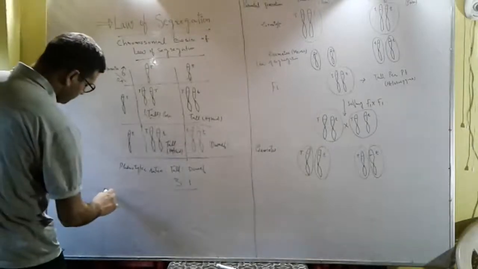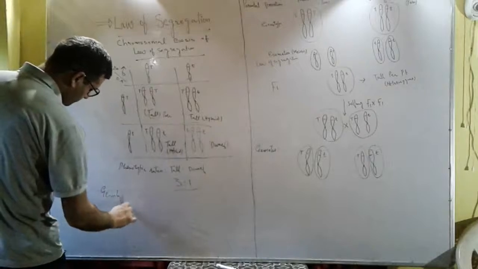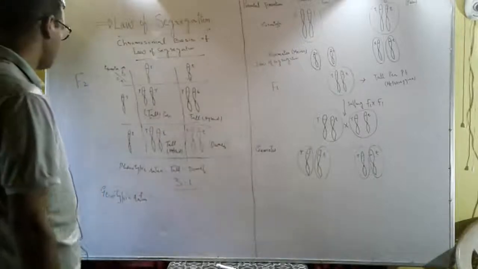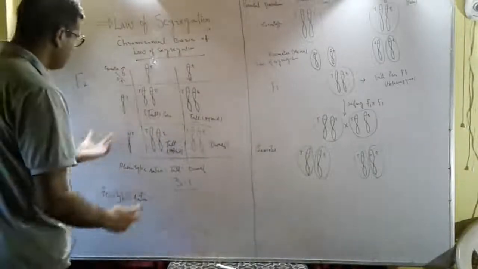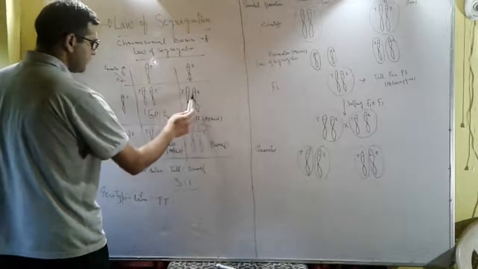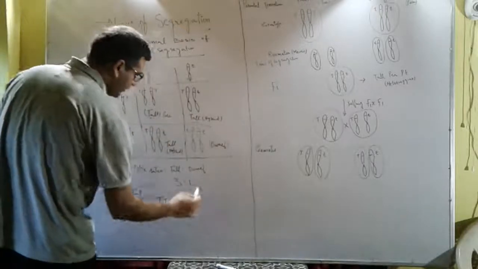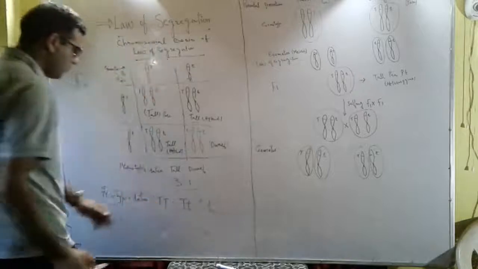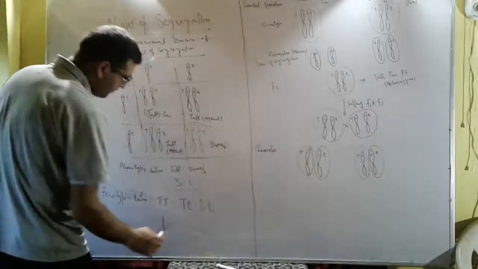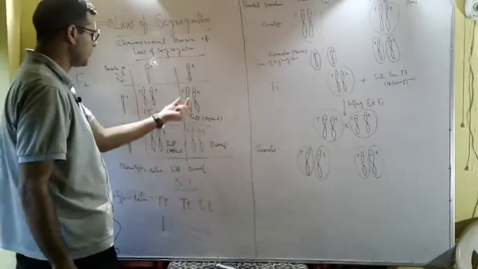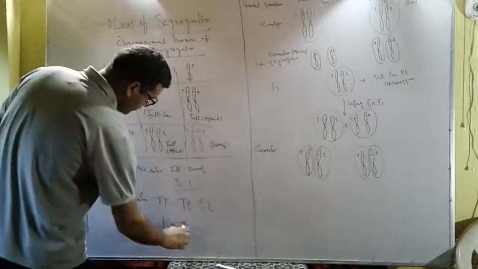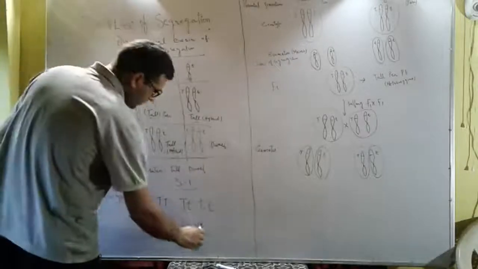What is genotypic ratio? For the genotypic ratio, we have to take the genetic constitution of the individuals. So we'll take the genotype. This is one genotype. This is second genotype, capital T, small t. Another genotype, small t. How many are capital T pure? That is one. How many individuals have genotype capital T, small t? This is one and this is two. They are hybrid or heterozygous. So two and one. This is homozygous, dwarf.